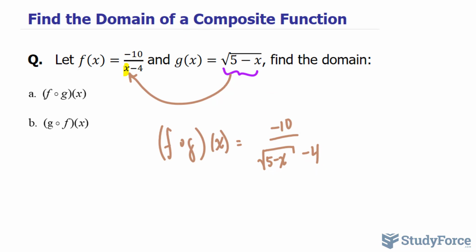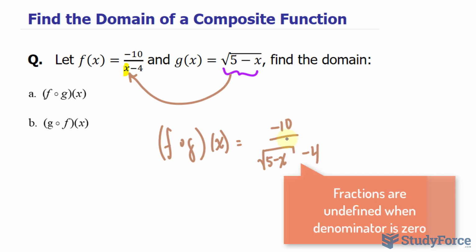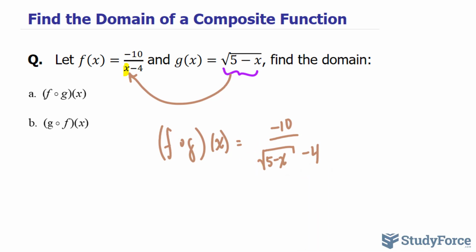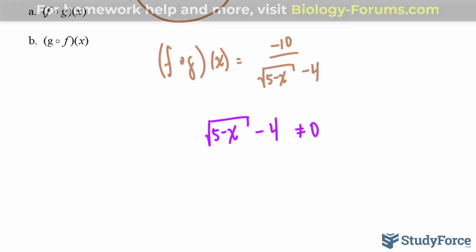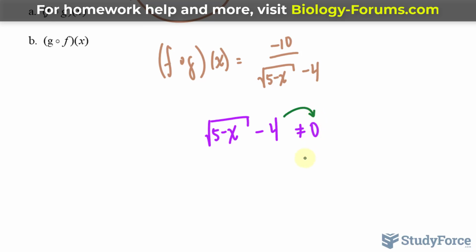Essentially, we are looking for restrictions. And since we're dealing with a fraction, remember fractions cannot have denominators that equal 0. So the very first thing that I will do is set the denominator only to not equal 0. So I have the square root of 5 minus x minus 4, and this cannot equal 0. And I'll solve this just like any ordinary equation. I'll bring negative 4 over. That's my first step.